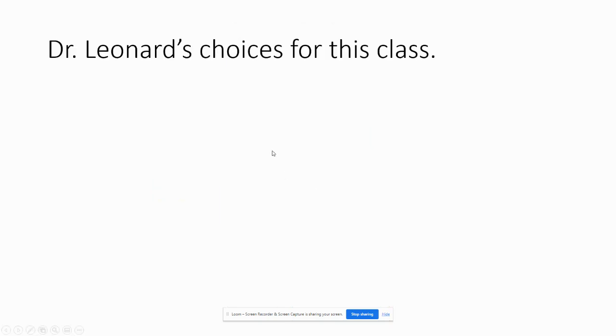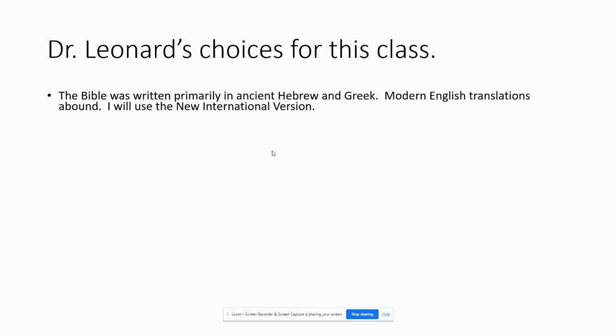So I've made some choices for this class just for convenience and to set things up the way I want it to run, but I want you to know about those right here at the beginning. First off, this Bible was written primarily in ancient Greek and Hebrew, and we're going to use a modern English translation, of course, because we don't speak those ancient languages.